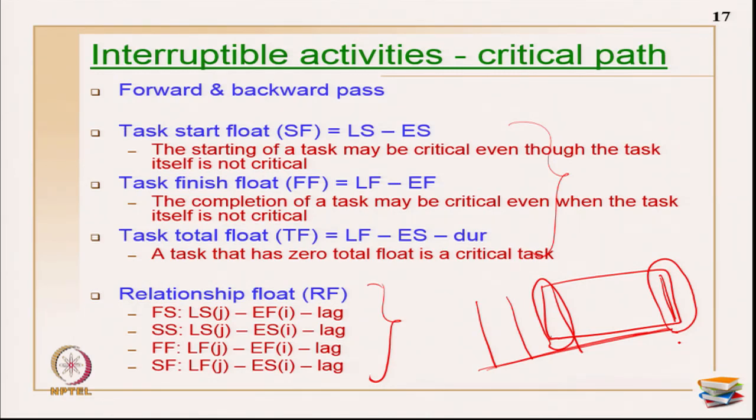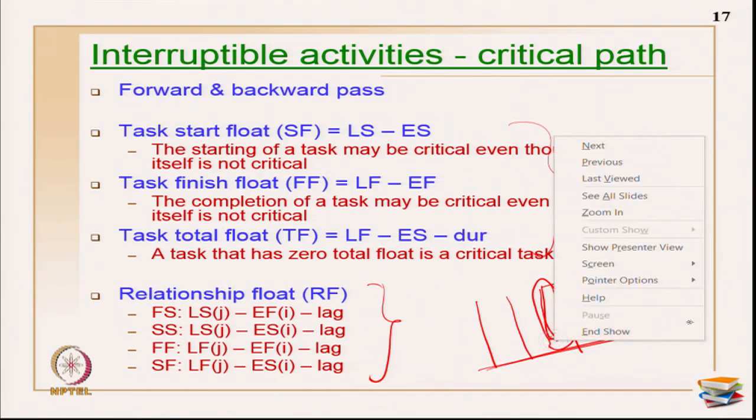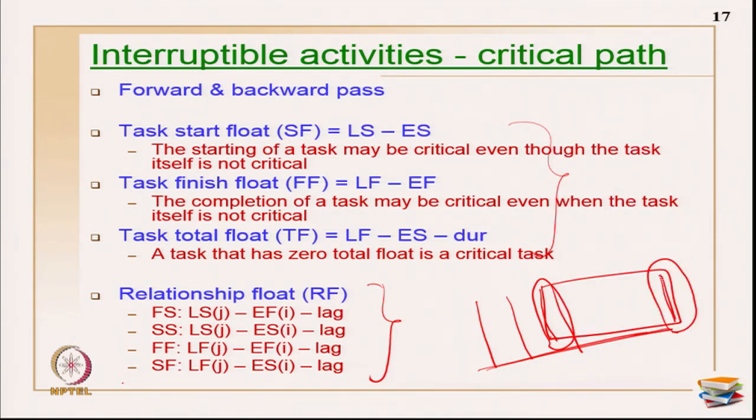In the task total float, I have to start the activity on a particular date, and I have to also finish it on a particular date, and the complete activity is critical. Sometimes there can be a situation wherein the start is critical and the finish is also critical, but the entire activity need not be critical. You will see such situations later. So, if you want the total activity to be critical, then the start, finish and total float, everything should be critical in that particular activity.